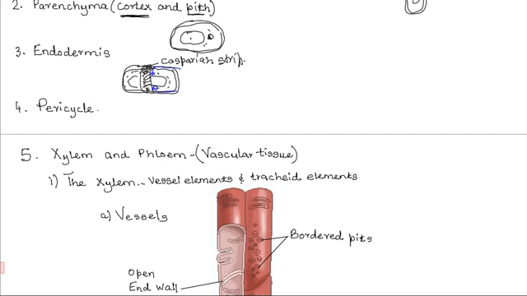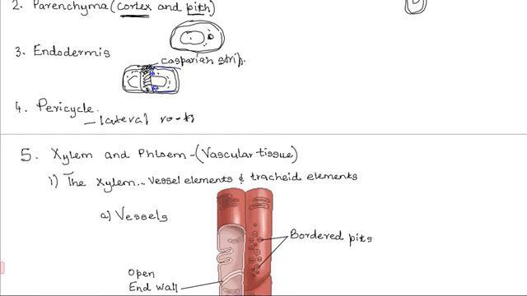Then the pericycle. The pericycle is a single layer of cells located immediately below the endodermis. It's responsible for giving rise to lateral roots, the branches of roots that come off the taproot. So the pericycle is present in the dicotyledonous root, but it is absent in the monocotyledonous roots.